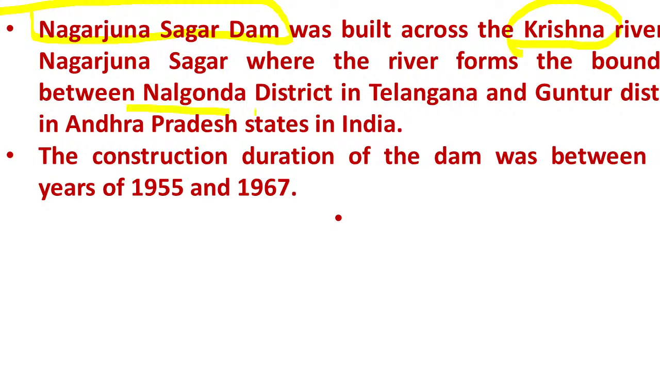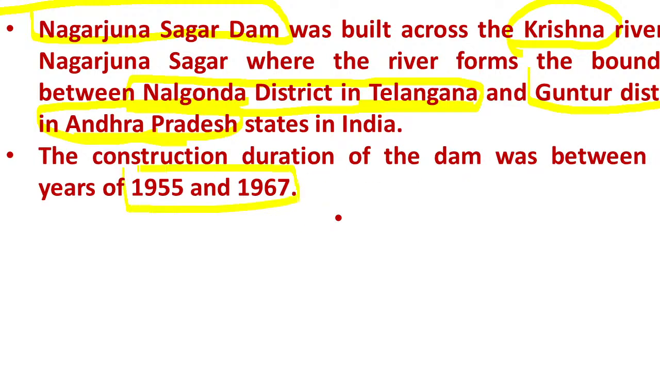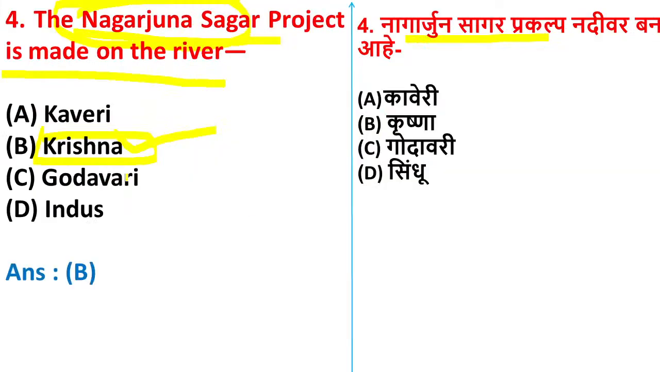And it is between Nalgonda district in Telangana and Guntur district in Andhra Pradesh. Yes, this you must remember. The Nagarjuna Sagar Dam is between Telangana and Andhra Pradesh. The construction of the dam was started after independence, between 1955 and 1967. Yes, Mamata, option B is correct here.